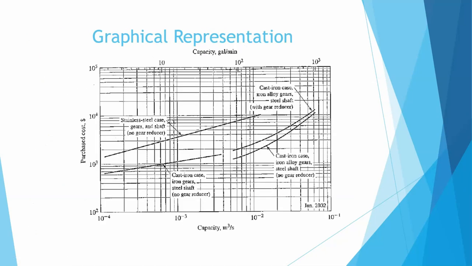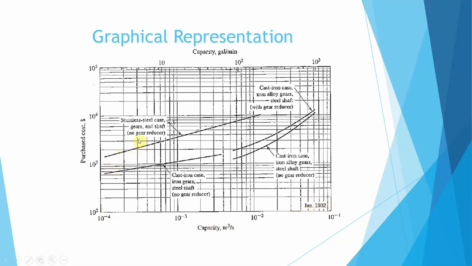The other way is to look at a graph, which doesn't look so specifically great, but if you have the capacity, which again is the flow rate, in gallons per minute or in meters cubed per second, you can get your purchase cost. This is true for January 2002, so be aware here.